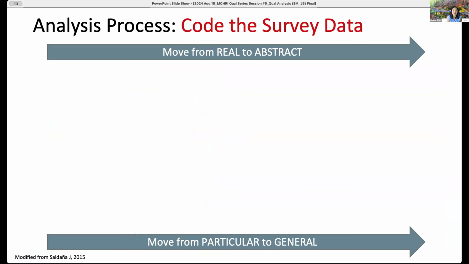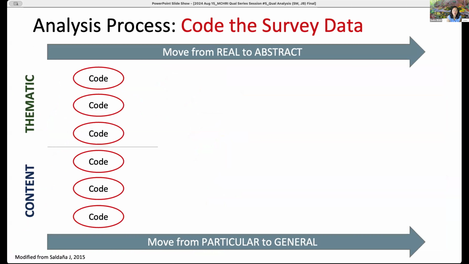So in terms of the analysis process, a very simplified way to think about it is moving both from the real to the abstract and also from the particular to the general. What we mean by that is coding is really just the first step in the analysis process.